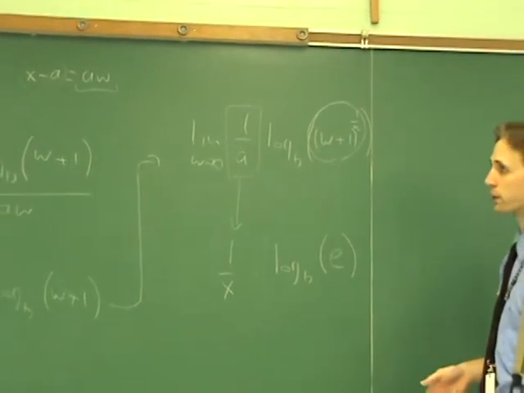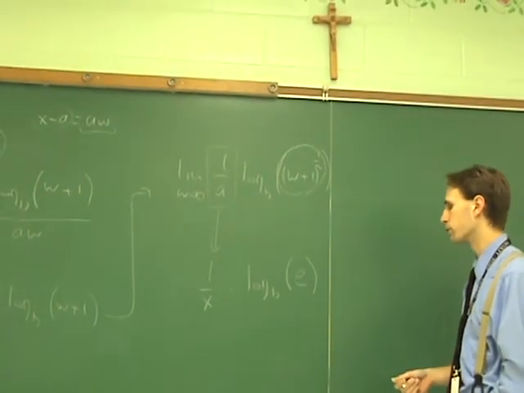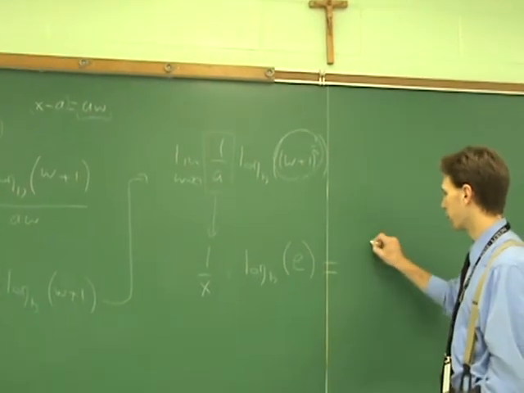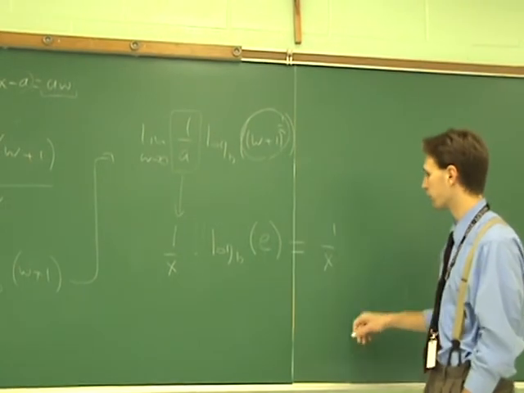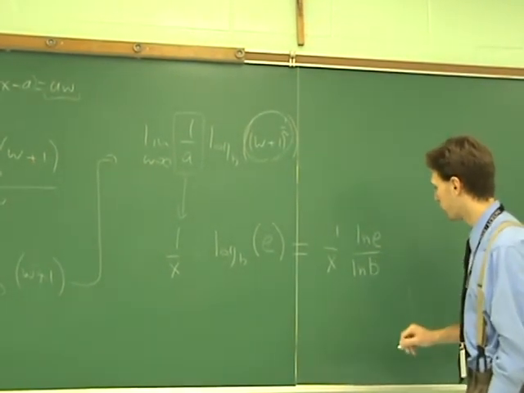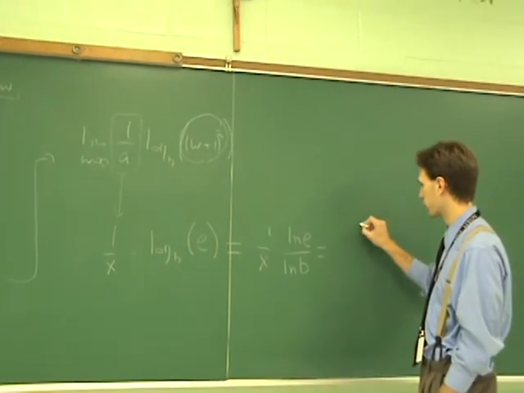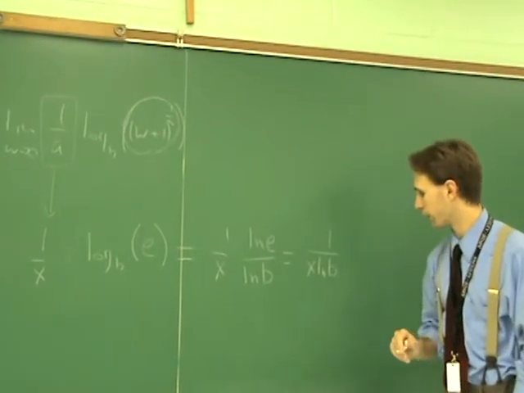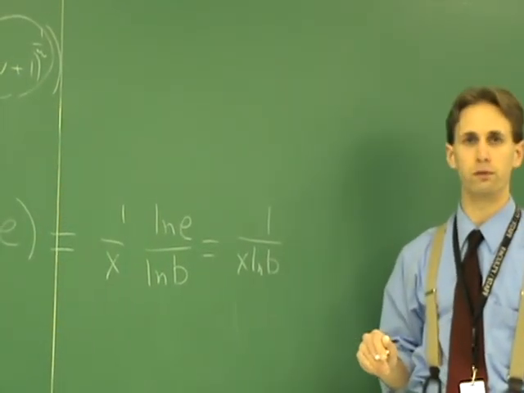At least we dispense with the limit notation, now it's just a matter of simplifying this. Using the change of base, this can be written as 1 over x times, we'll change it to the natural log, because we got the e in there, ln e divided by ln b. But ln e is 1, so ultimately the limit turns out to be 1 over x ln b. And that's the derivation of the derivative of the logarithmic function.